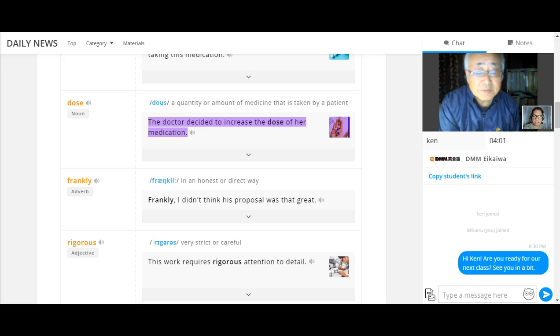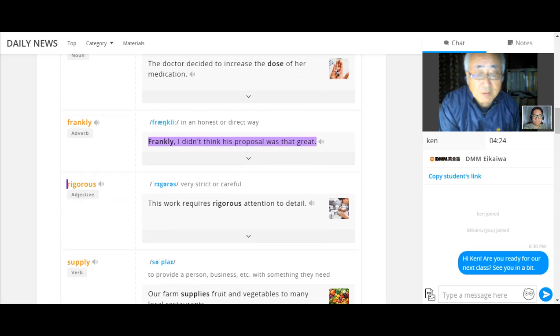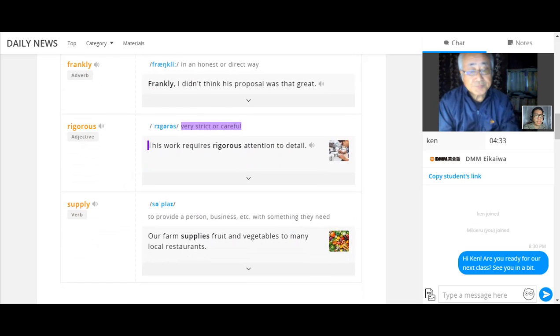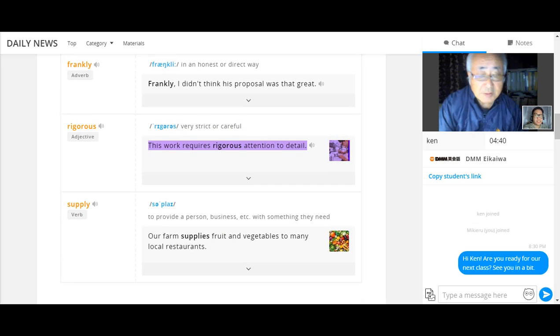All right. Next word is frankly. Frankly: it means in an honest or direct way. Frankly, I didn't think his proposal was that great. Next is rigorous. Rigorous: it means very strict or careful. This work requires rigorous attention to detail.